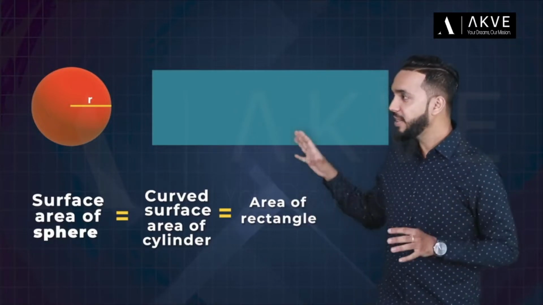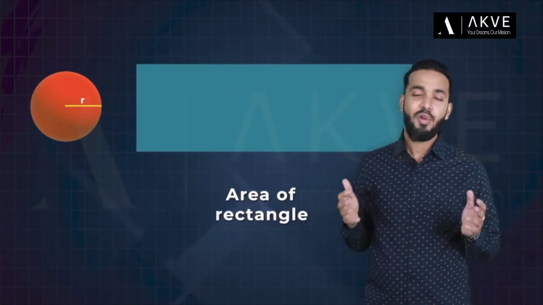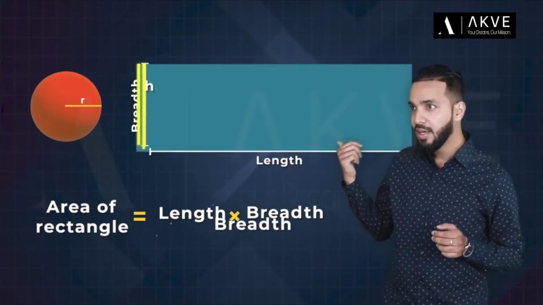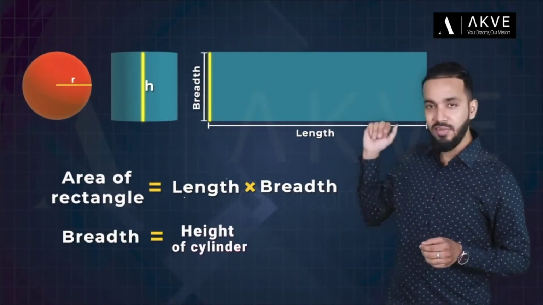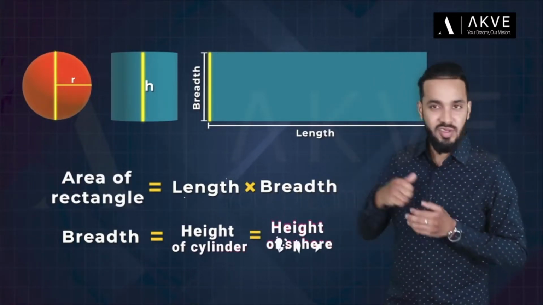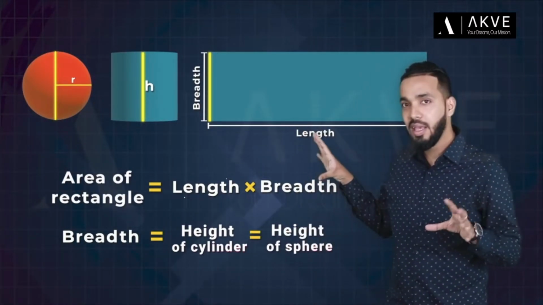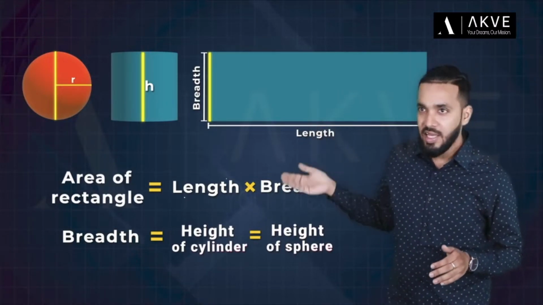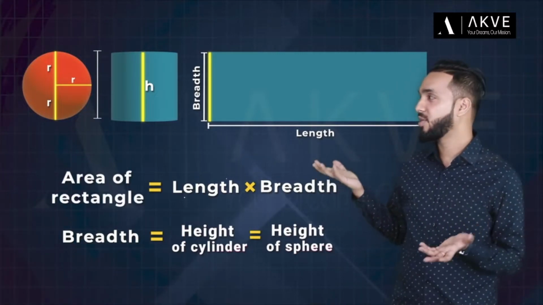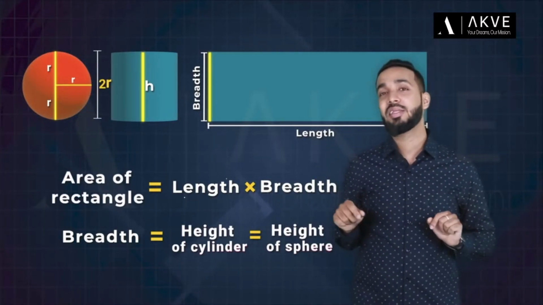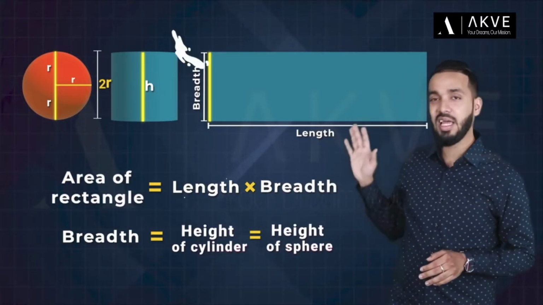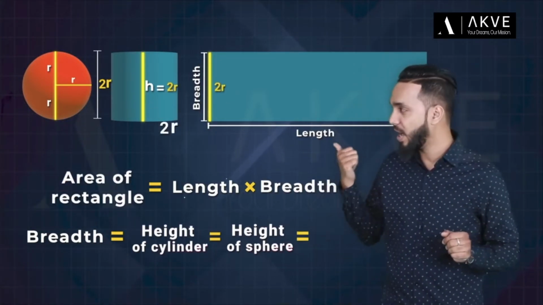Now, to find the area of this rectangle, we first need to know the length of its 2 sides. This side would be the same as the height of the cylinder, right? And the height of the cylinder is the same as that of the sphere. Now, clearly, the height of a sphere is just the length of its diameter. The radius is taken as r, so the diameter is 2r, which means the height of the cylinder and the length of this side of the rectangle is 2r.